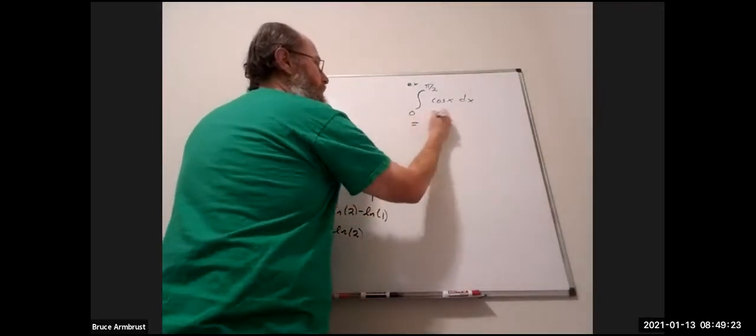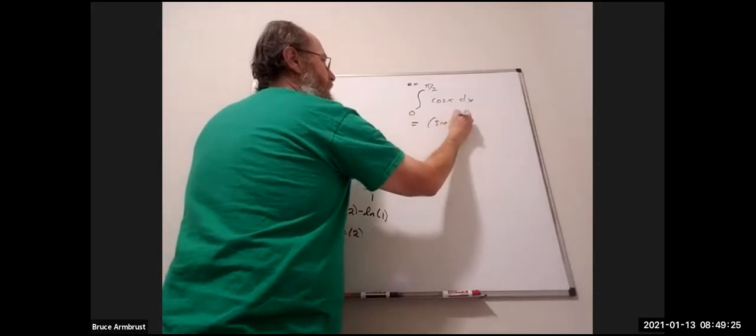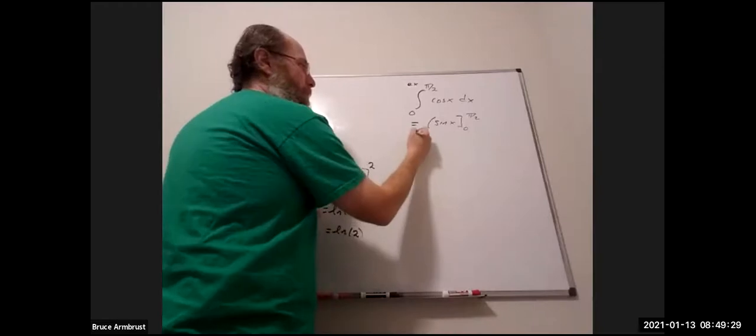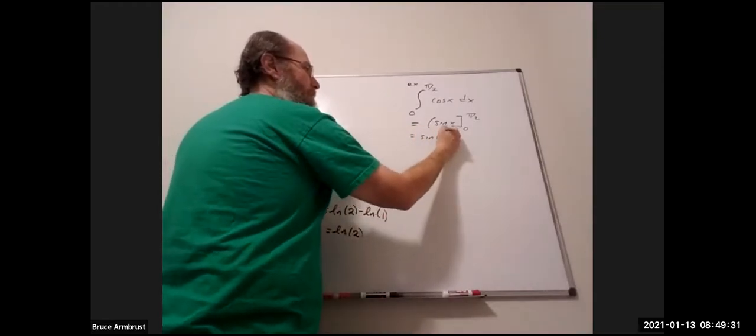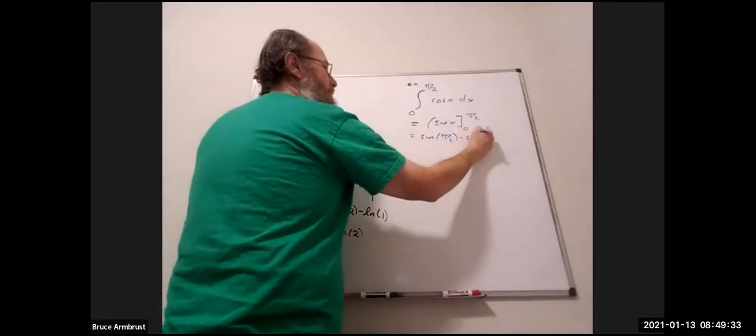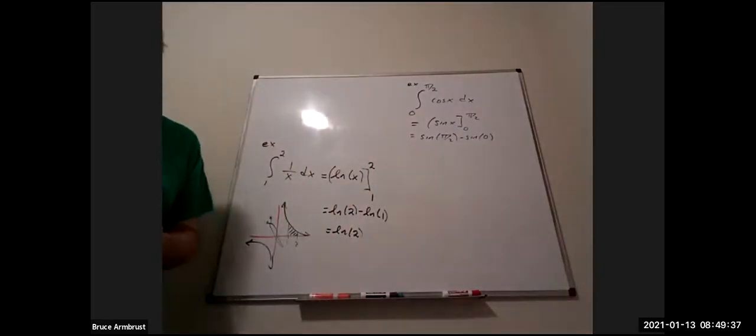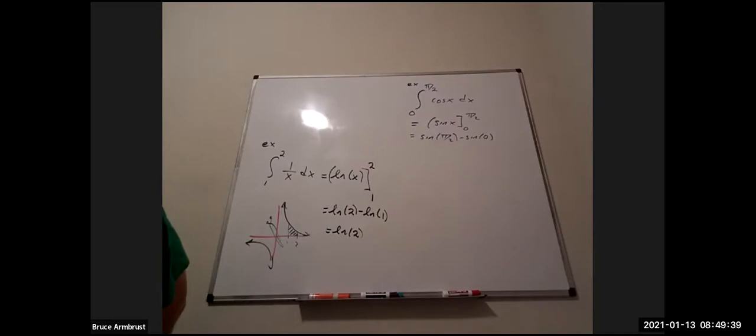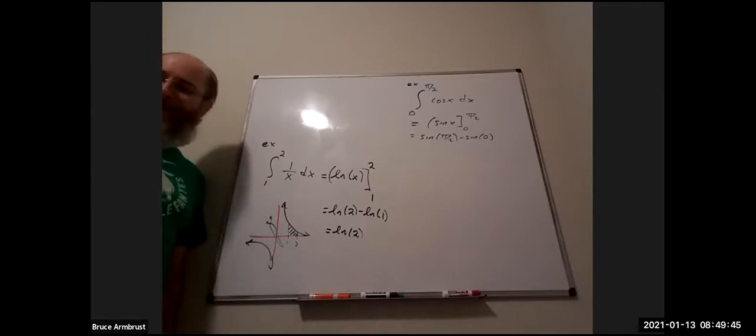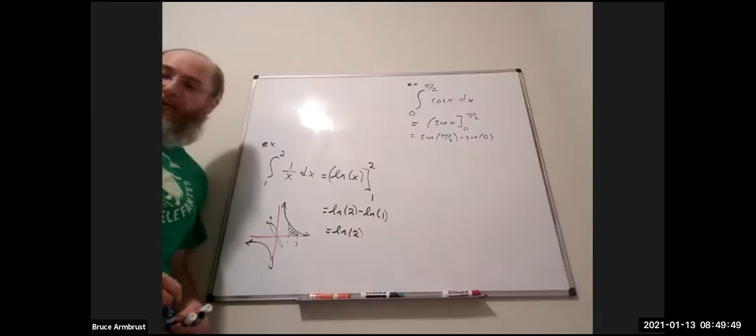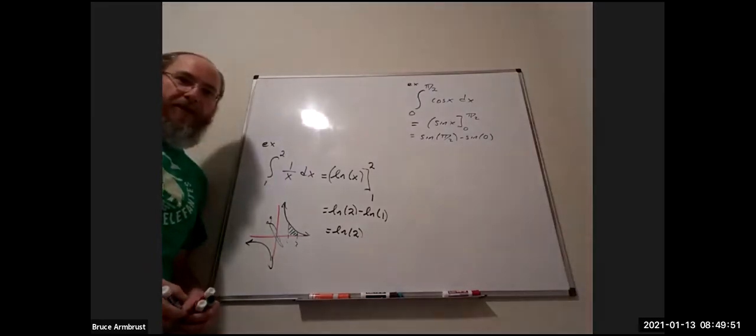So this is going to be sine of x that we're going to evaluate at 0 and pi over 2. This is going to be the sine of pi over 2 minus the sine of 0. All right, well, now we've got to remember our trig. Uh-oh, got to remember our trig. Okay, sine of pi over 2. Anyone remember what that is?